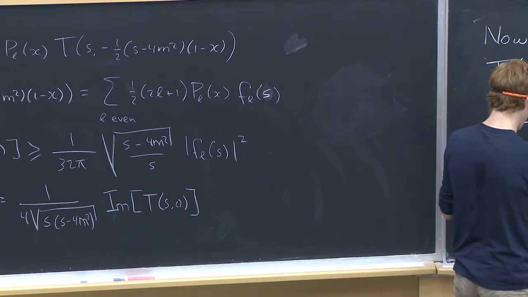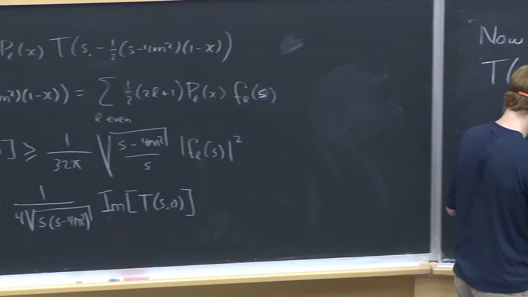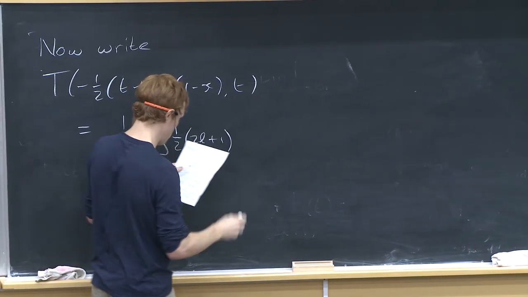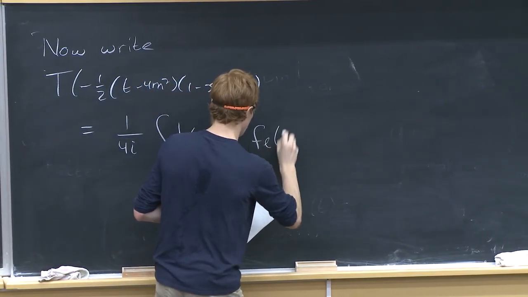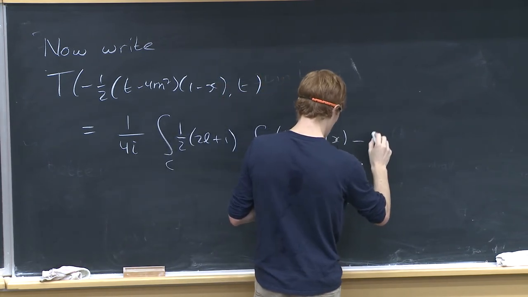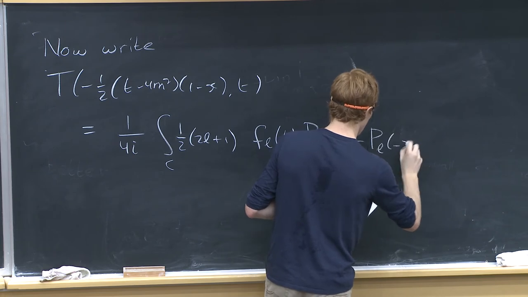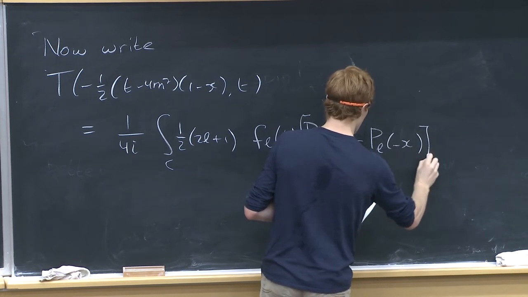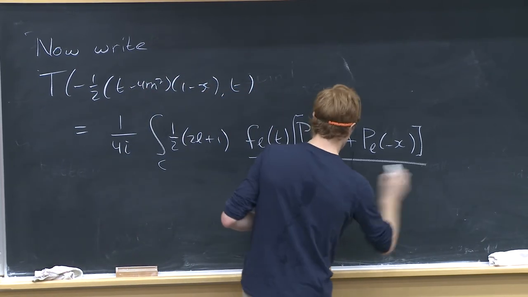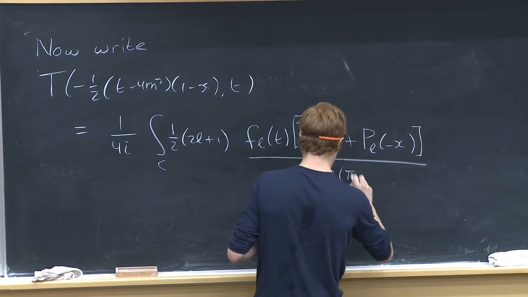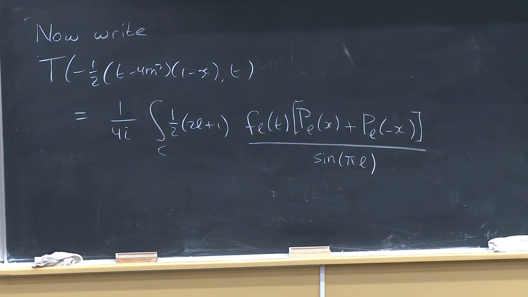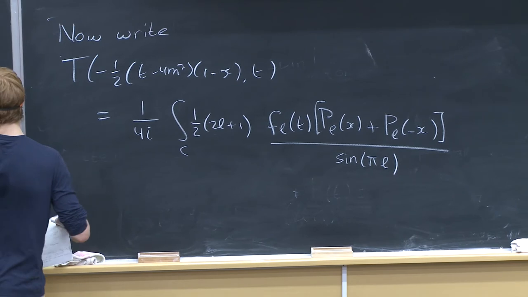So for example, one thing I can do is, I think I got the coefficients right here, 1/2 (2L+1) F_L of t, P_L of x plus P_L of minus x, divided by sine pi L. So my claim is that this equation for a suitable contour is precisely equivalent to this sum.